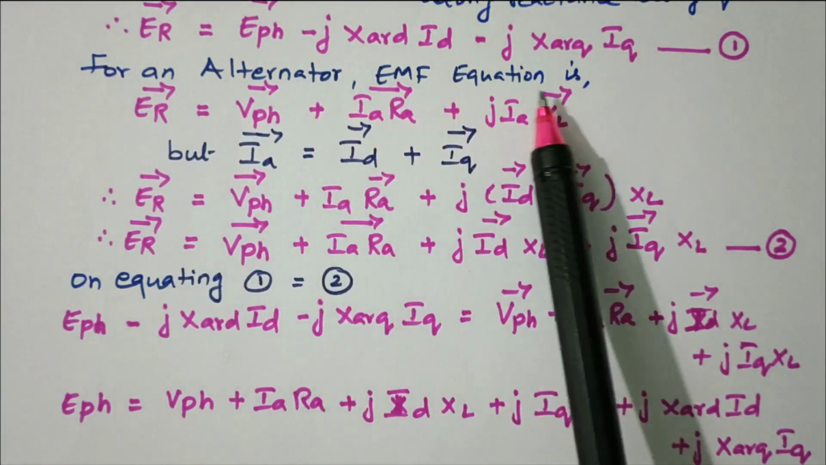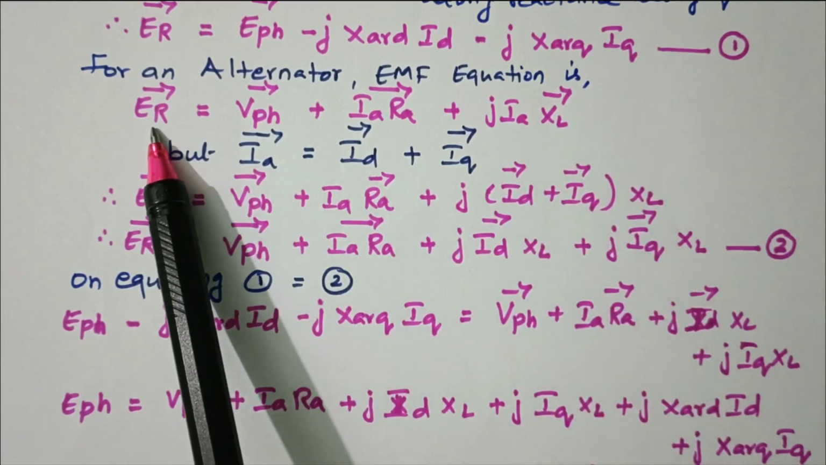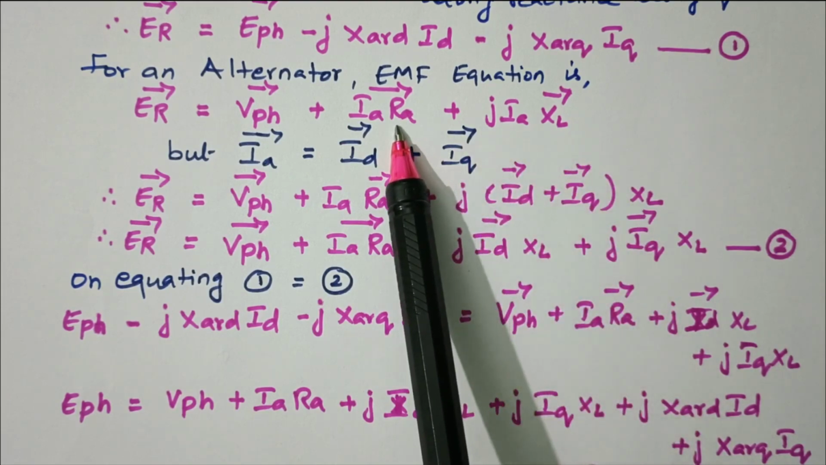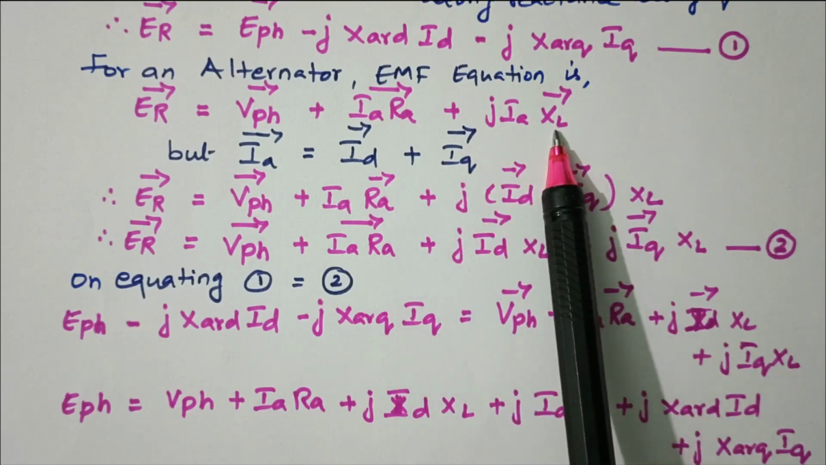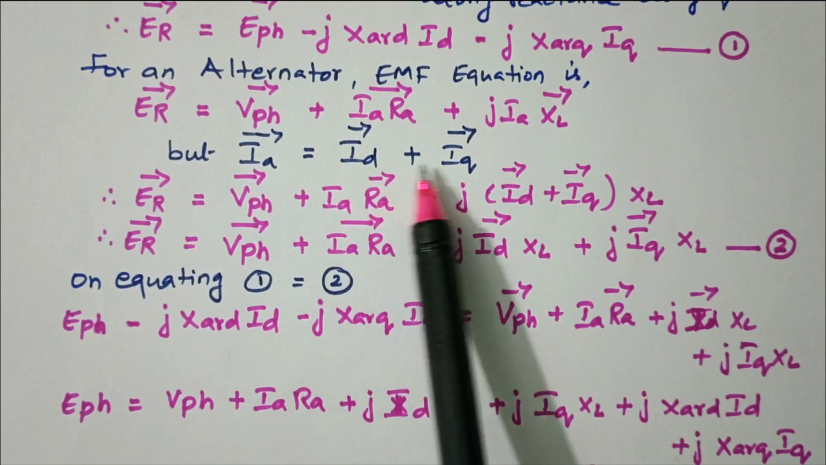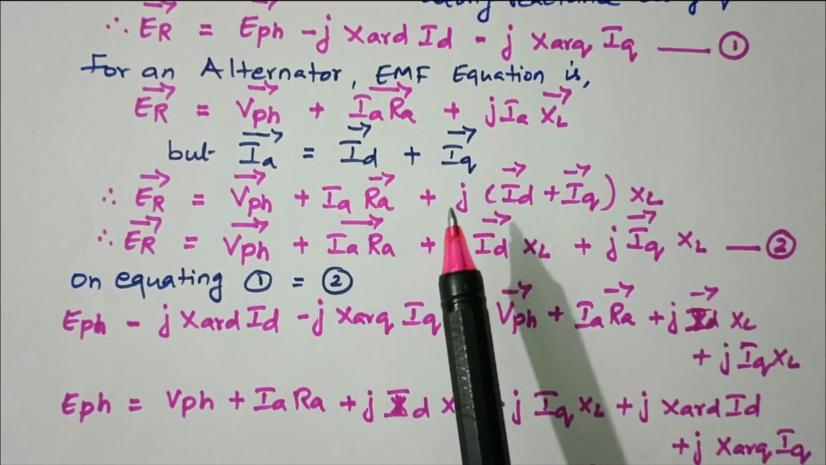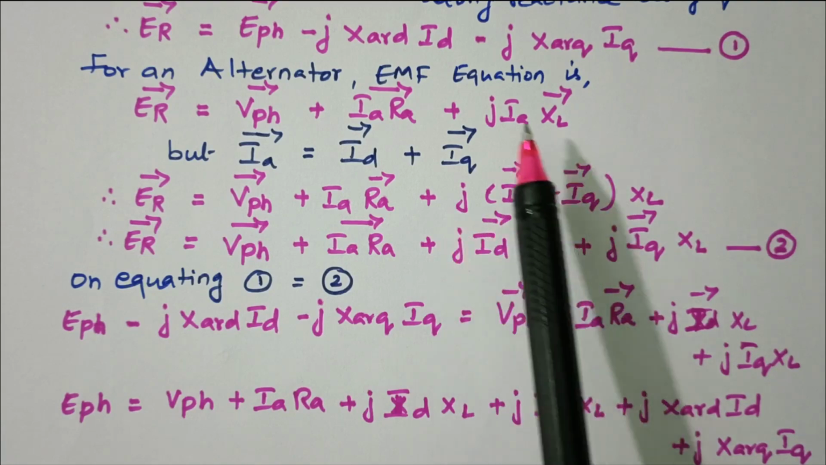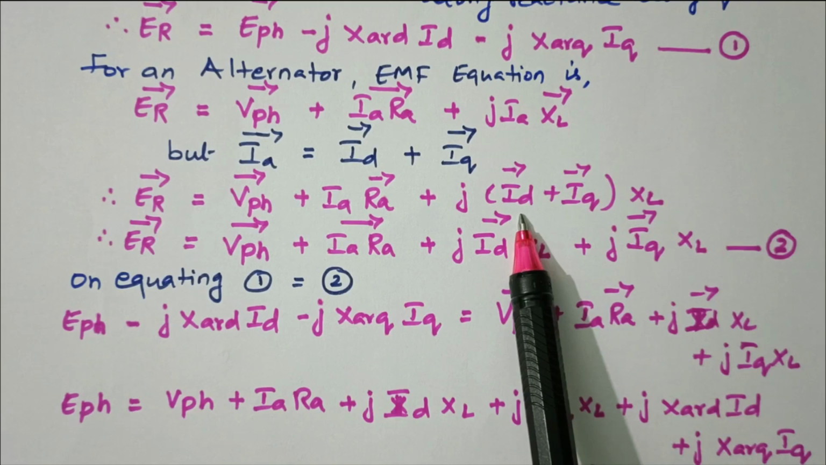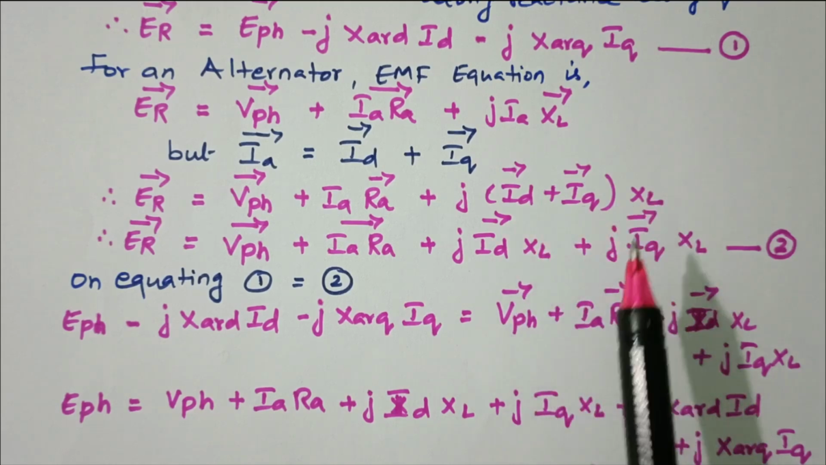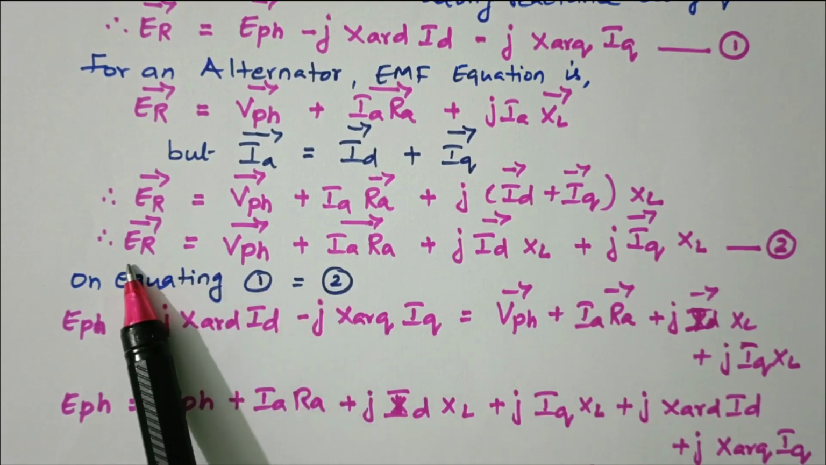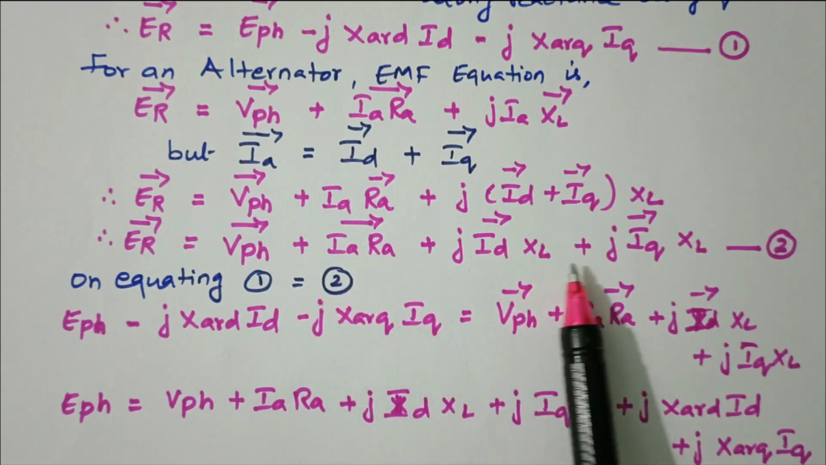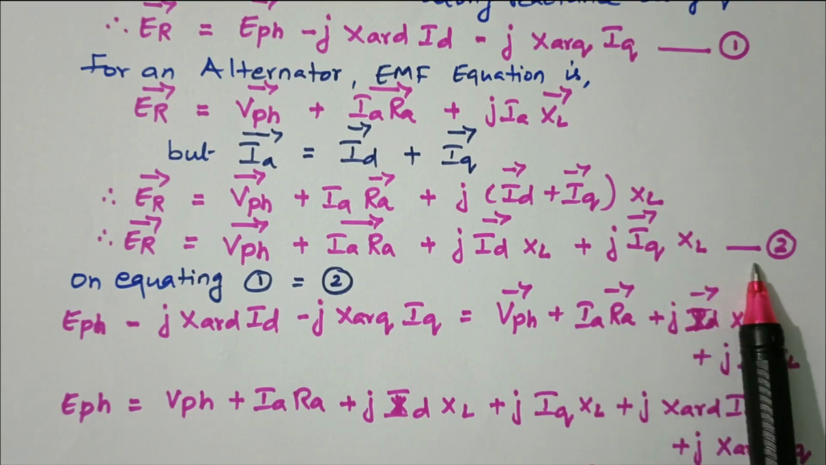For an alternator, the general emf equation is resultant emf equals V phase plus Ia Ra plus j Ia XL. That is the armature resistance drop and then the armature leakage reactance drop. But Ia equals Id plus Iq, since we are using these two axes. So we have to replace it: resultant emf equals V phase plus Ia Ra plus j, with Ia written as Id plus Iq, into XL. Now multiplying inside, the resultant emf equals V phase plus Ia Ra plus j Id XL plus j Iq XL. Take this as equation number 2.